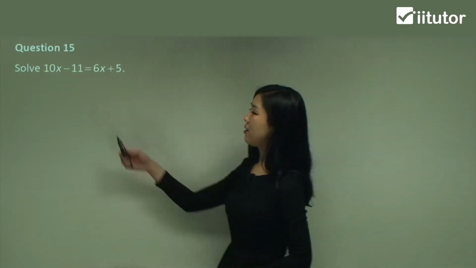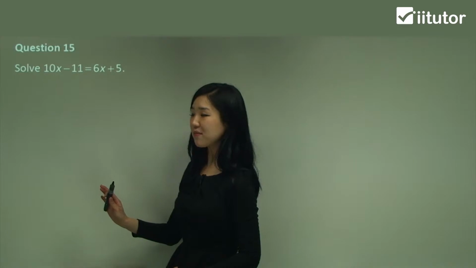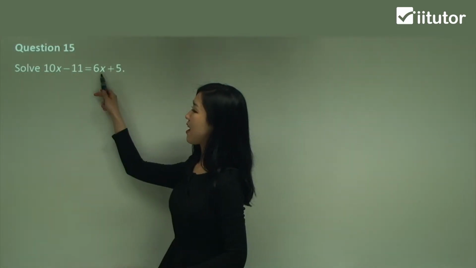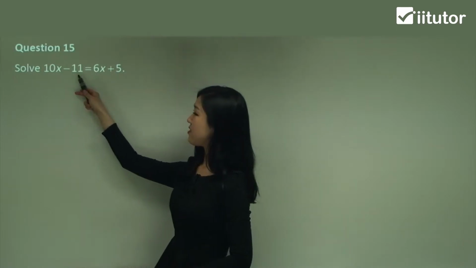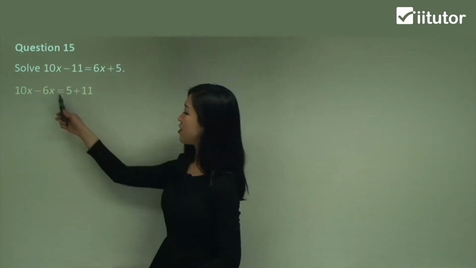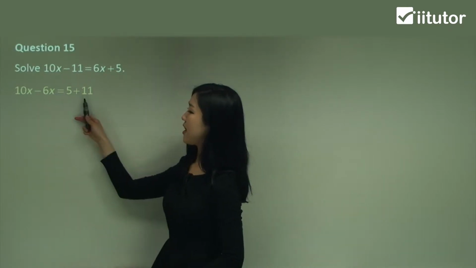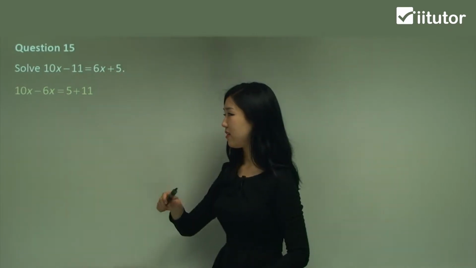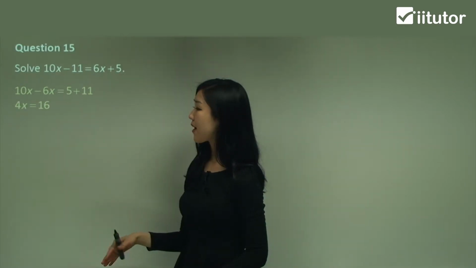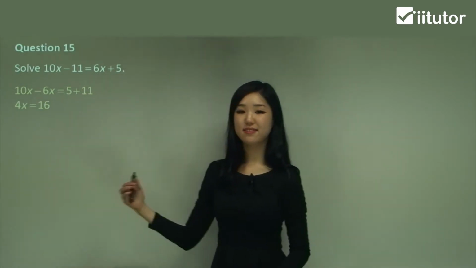Question 15, okay. You guys can try, I think. But for those who are still a little bit confused, have a look. 6x, move it over to here. Negative 11, move it over to here, but switch the signs, just like this. So it becomes negative 6, and here it becomes positive 11. So 10x minus 6x is 4x, 5 plus 11 is 16.